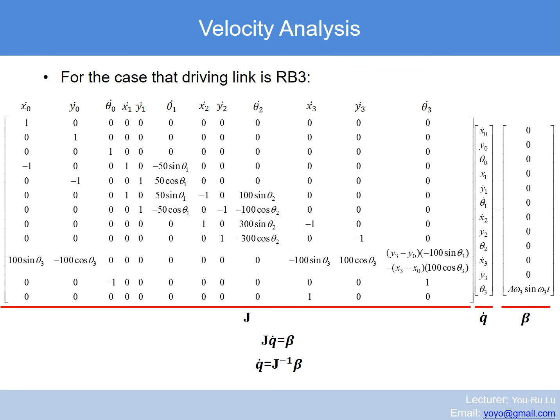For the case that driving link is rigid body 3, you can see that the Jacobian matrix and beta here are a little bit different at the 12th row. However, the solving procedure is still the same. We have J q dot equals to beta, and then we solve for q dot simply by taking the inverse of J.